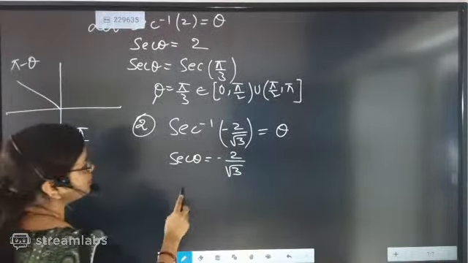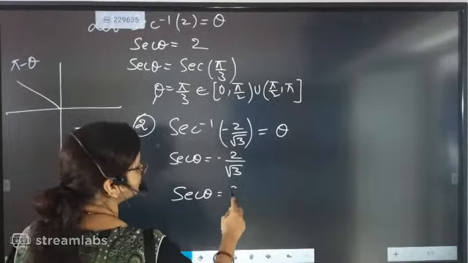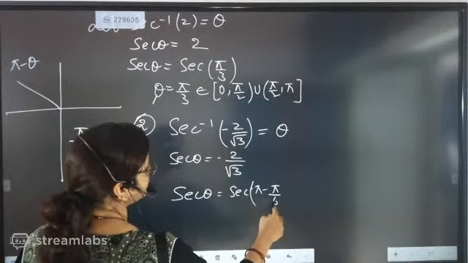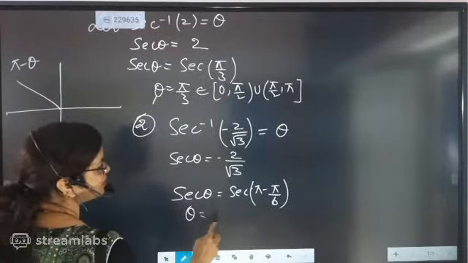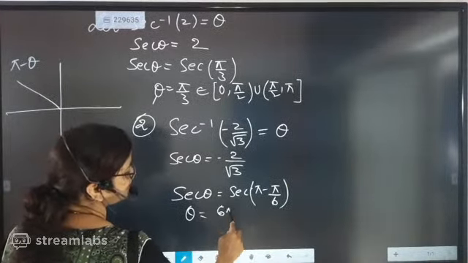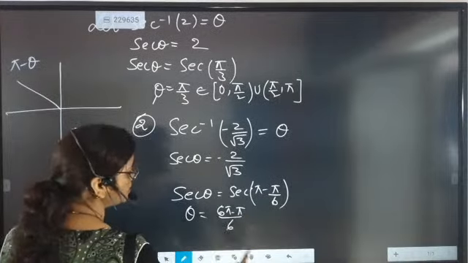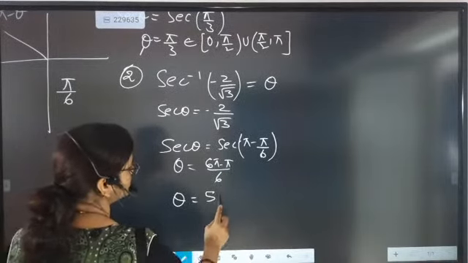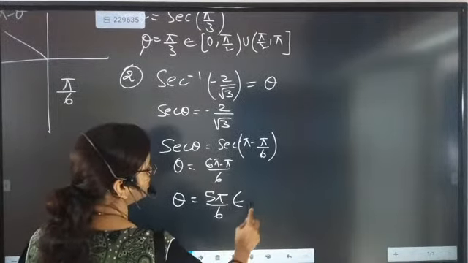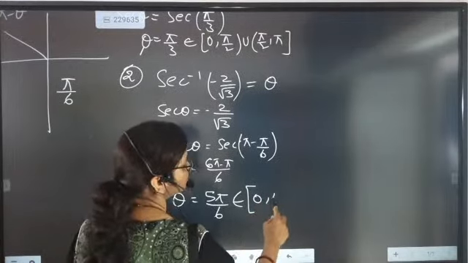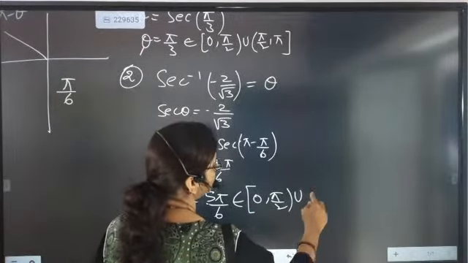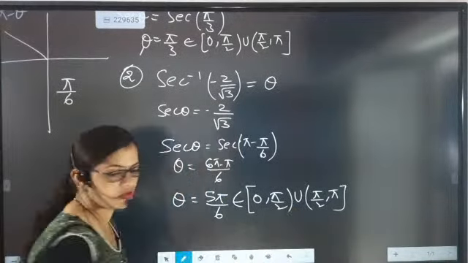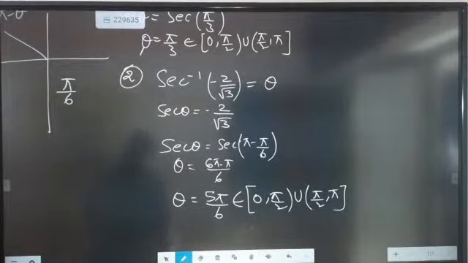So what are we going to do? And that negative we need. So it will come as secant of pi minus pi by 6. So here theta will become pi minus pi by 6, beta, that is 5 pi by 6. So the answer we have written is 100% correct. Now it is lying between 0 to pi by 2 open interval union pi by 2 to pi, beta. I hope now you understood.